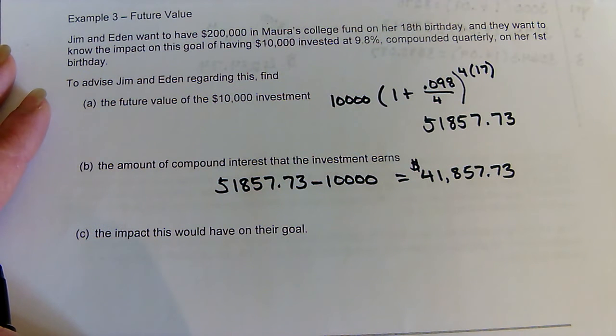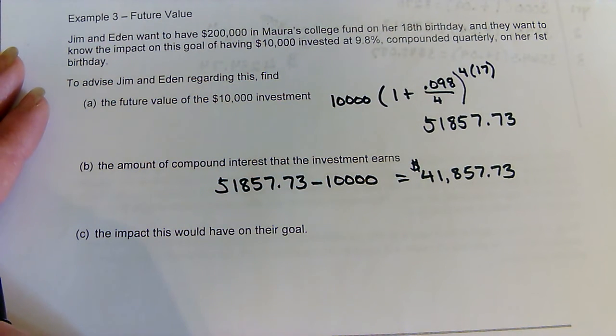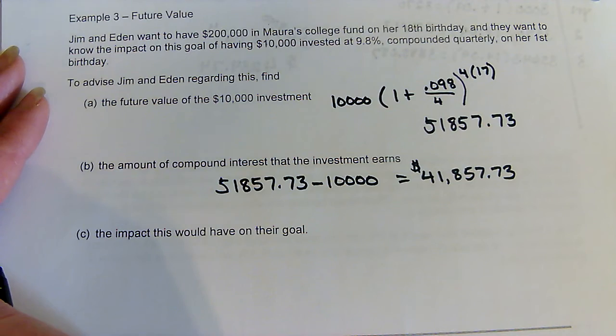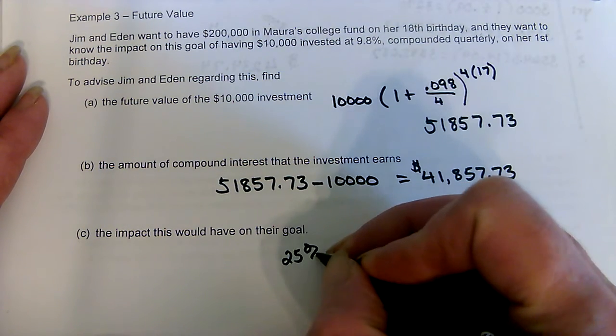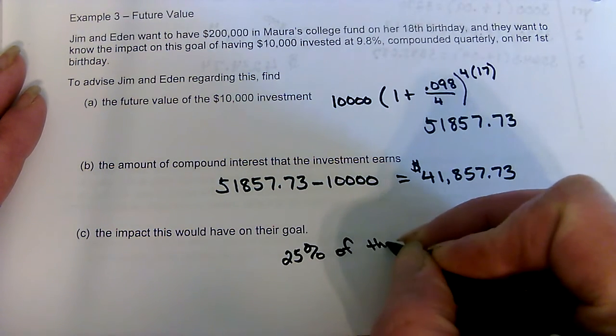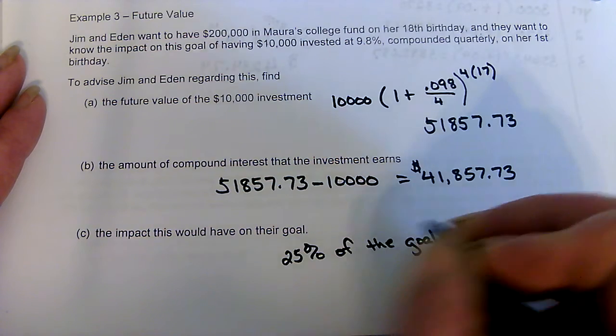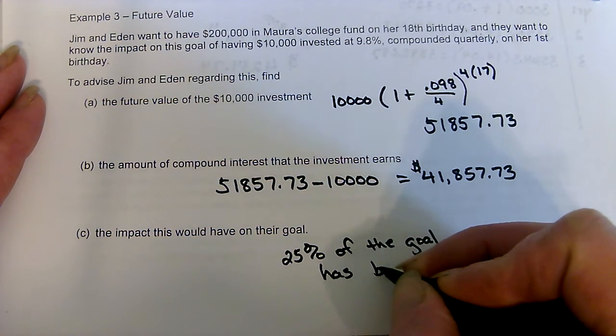So, what impact would that have on the goal? Well, they wanted to have $200,000. So 25% of the goal has been reached.